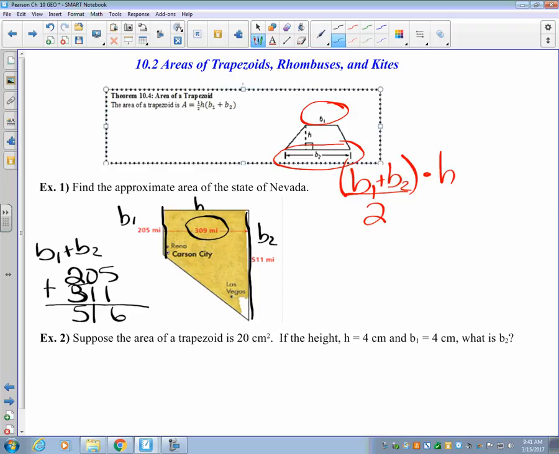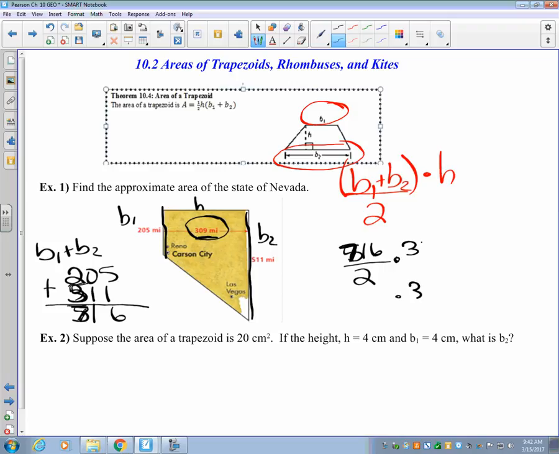So we got 716 divided by 2 times 309. Oh wait, no, it's 7. Is it 7? It's 2. Oh, it's not 3, it's 5. Thank you, guys. 716. That was almost a tragedy to the state of Nevada. 358, right? So I'm going to do a little mental math.